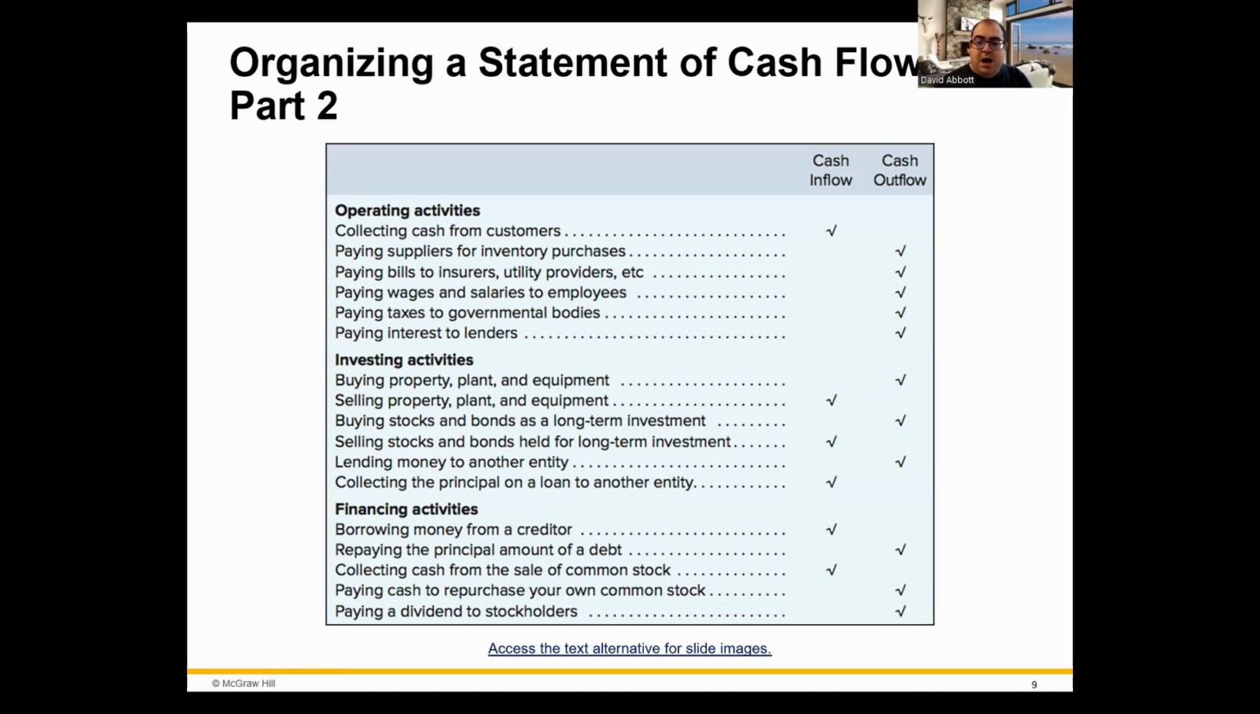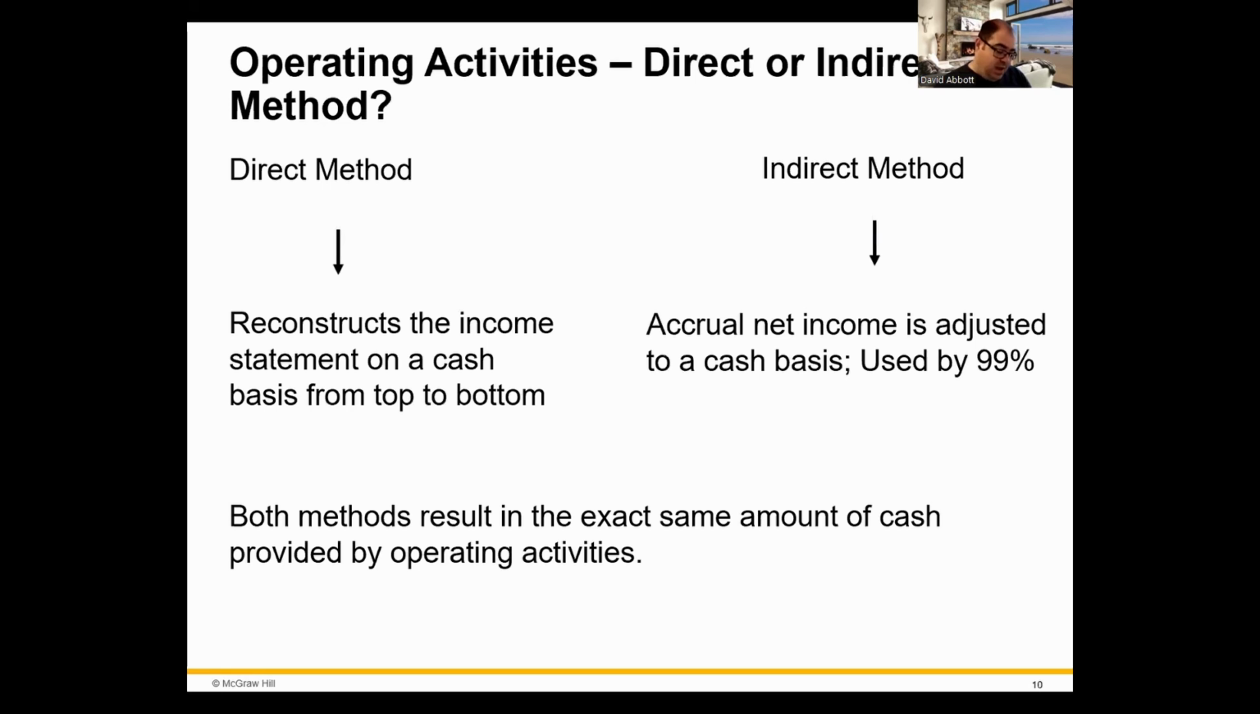Investing activities would include buying and selling plant, property, and equipment, buying stocks and bonds as a long-term investment, buying and selling stocks and bonds, lending money to another entity, and collecting the principal of a loan to another entity. Those would all be investing activities. Financing activities would be borrowing money from creditors, repaying the principal amount of a debt, collecting cash from the sale of common stock, paying cash to repurchase your own common stock, and then paying a dividend. So those are all examples.